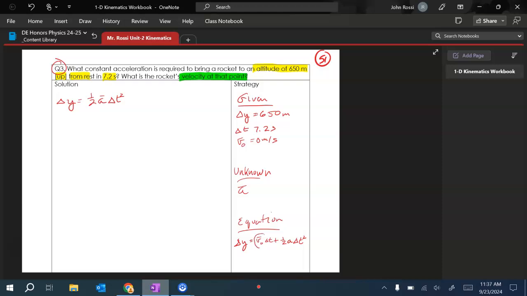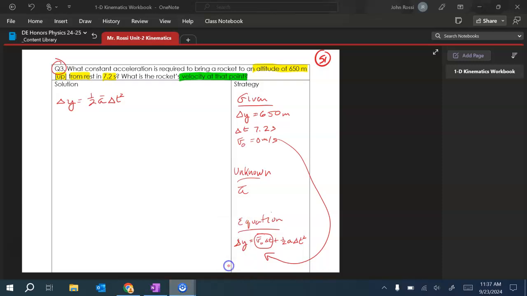Alright, so all that can be chopped right off. Its initial velocity is 0. Something's happening with the recording. I don't know what's going on. Stay with me.